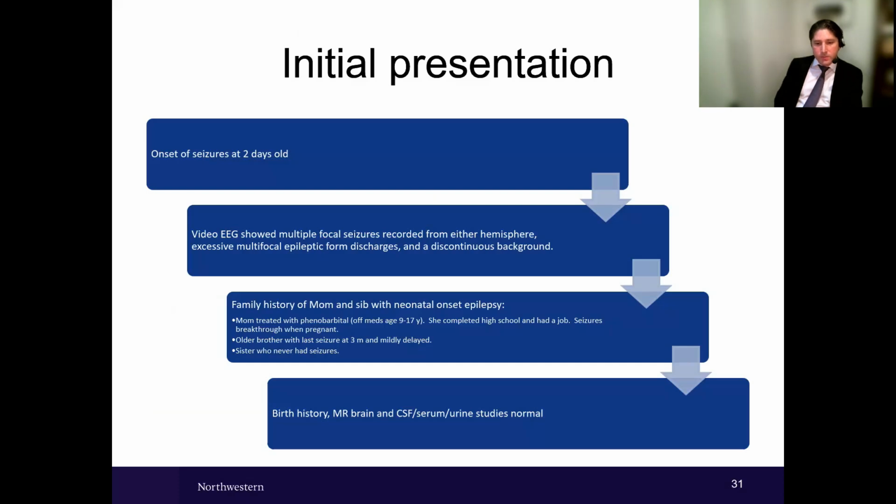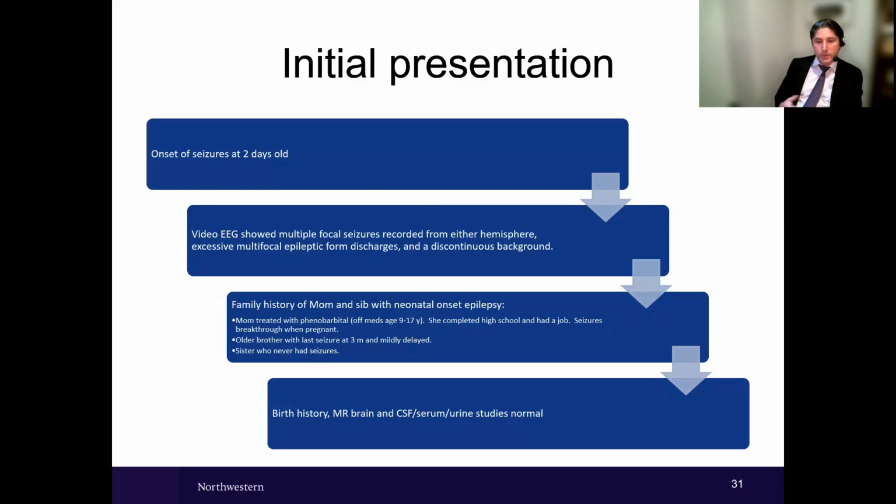The family history of mom and sibling with neonatal onset epilepsy is something we always ask about. And in this case, it was positive. Mom was treated with phenobarbital. She was off medications for her adolescent teenage years, but she had seizures when she was later pregnant. So she must have had some continued risk for seizures. There's also an older brother who had a seizure at 3 months and had a little bit of a developmental delay, and a sister who never had seizures at all.